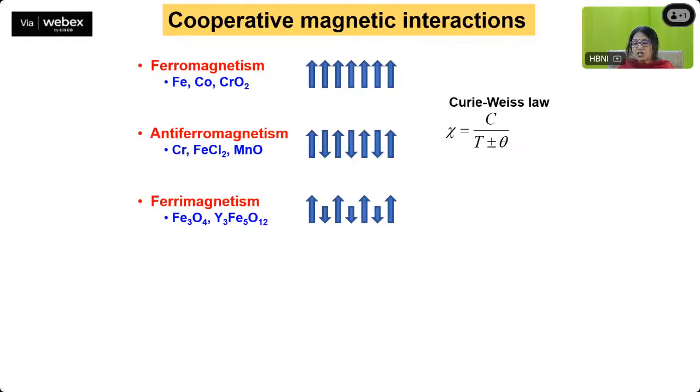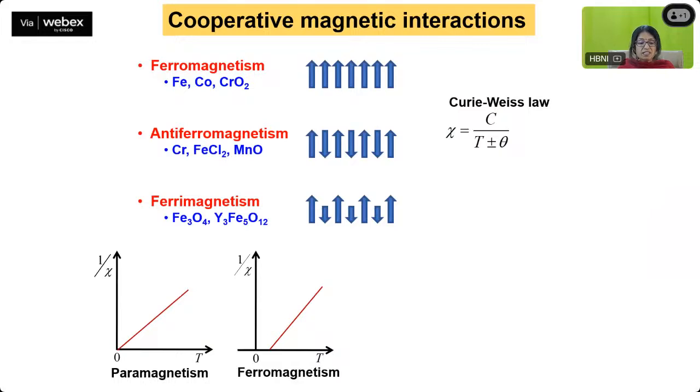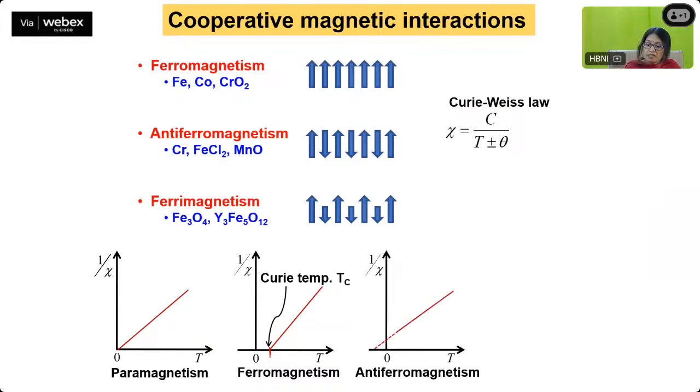So if you look into the Curie-Weiss law, chi is equal to C by T plus minus theta, as I said, depending on what kind of interaction you are having. If you look into a paramagnetic material, if you are plotting 1 by chi versus T, this is how the plot is going to look. For ferromagnetism, it is going to look somewhat like this, and the Curie temperature Tc is given by the intercept of this line on the temperature axis. And in antiferromagnetism, you can see this intercept is in the negative region. So this is how we have all these different temperatures.